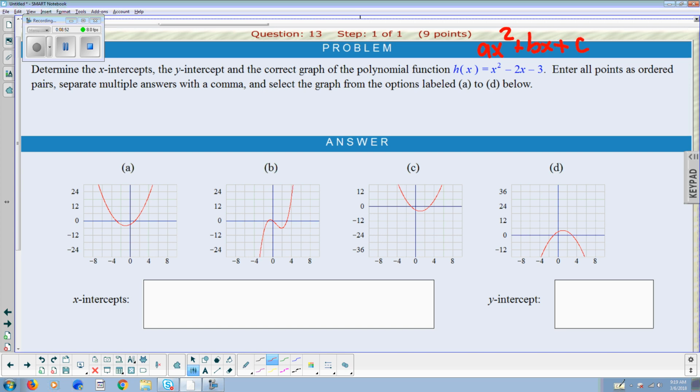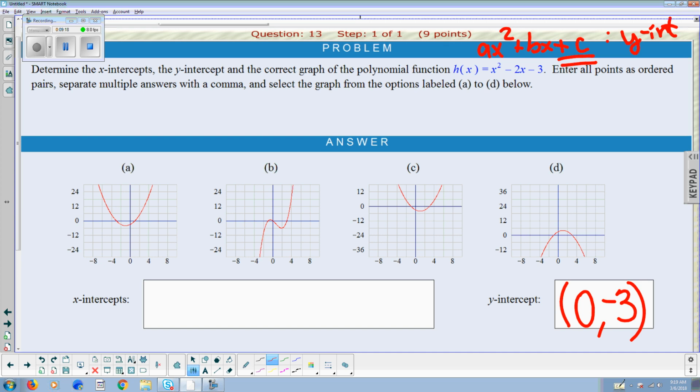It's in standard form, and I need you to know that c, the constant term, is always the y-intercept. So what is the y-intercept of this graph? 0, negative 3. Thank you for giving me that as an ordered pair, because you do have to enter it as an ordered pair.